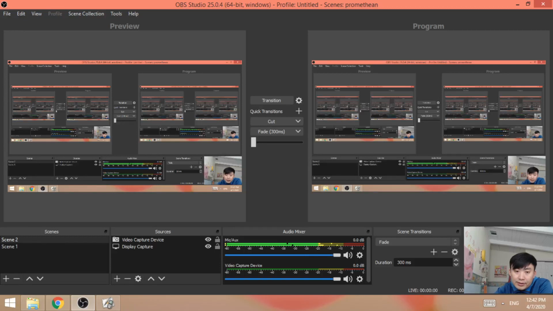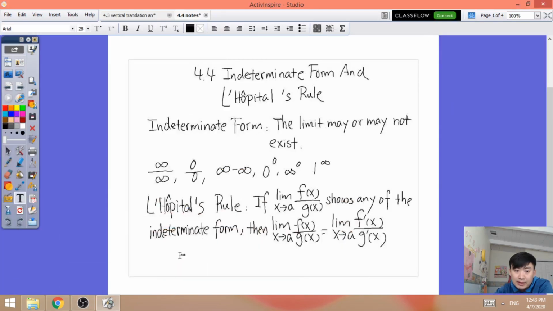Hey, calculus class. So today I would like to talk about L'Hopital's rule. This one would be for section 4.4. It's also about the limit. This one is the new strategy about using L'Hopital's rule to find the limit of any complicated function. We'll take a look at that in the notes in just a sec.